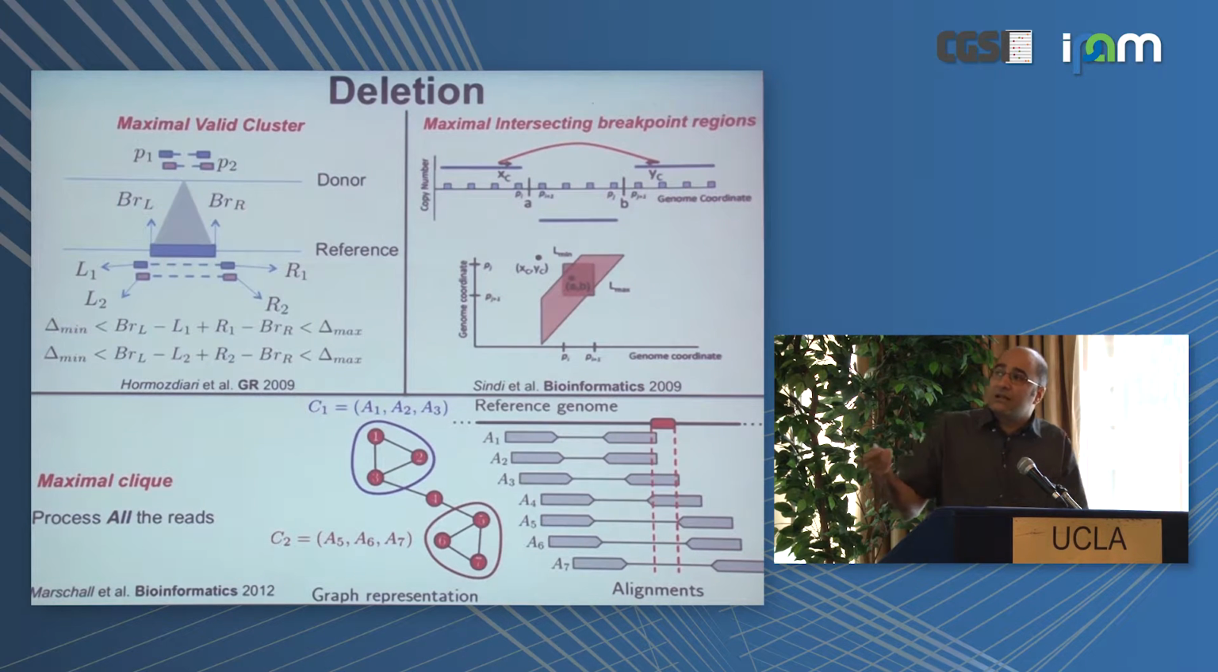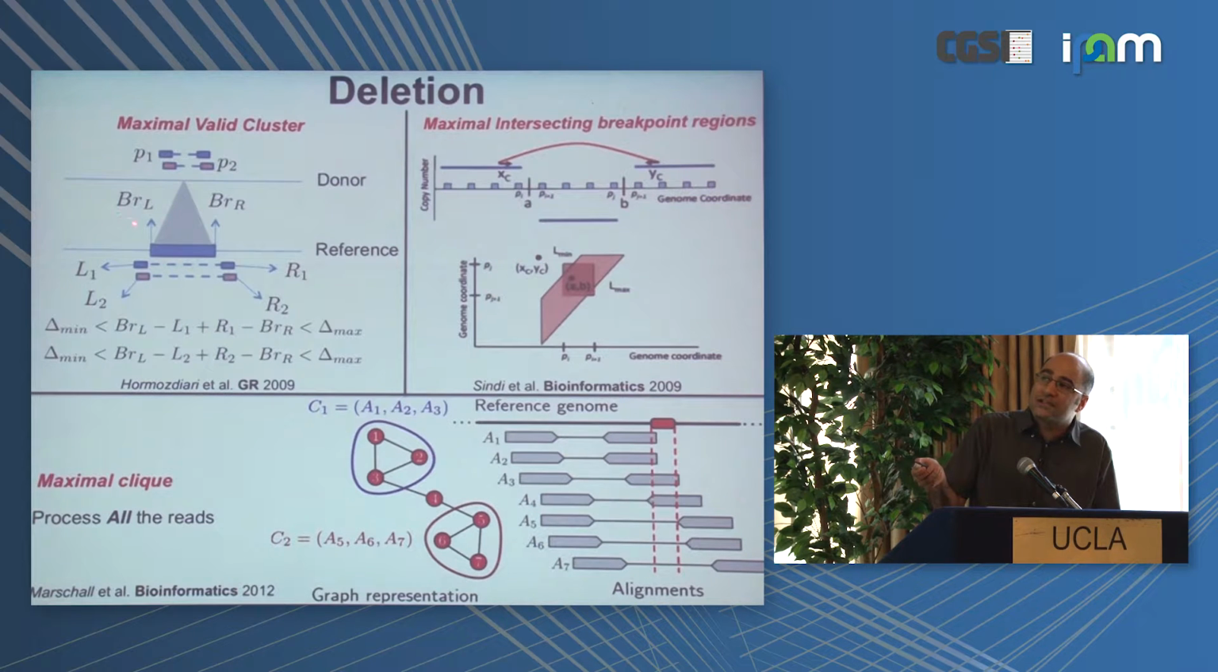Or you can model it in a geometric way, as was done in Cindy et al. You can consider every breakpoint, because you have 2 breakpoints for deletion as a 2-dimensional space. You have one genomic coordinate as x-axis, the other genomic coordinate as y-axis, and every paired end mapping is a trapezoid in this space. Now, if you have multiple paired end mappings that want to support the same deletion, they should have an intersection at a particular location. This location is a breakpoint that supports the deletion.